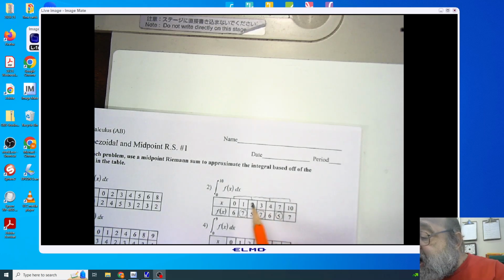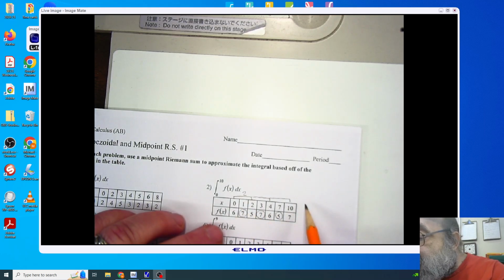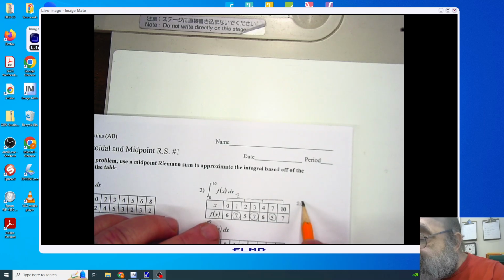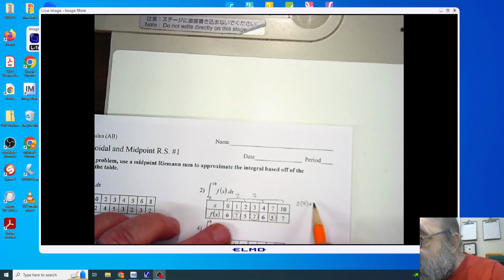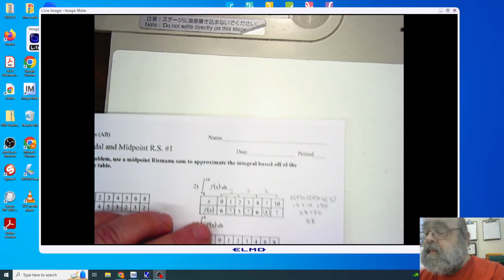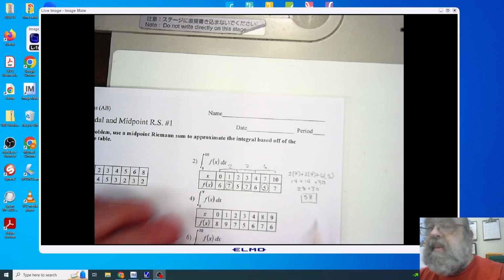As a result, I am looking at a gap of 2, and I will be multiplying by 7. So 2 times 7 plus gap of 2 times 7 again. And then we have a gap of 6 times 5. We then would multiply for 14 plus 14 plus 30 gives me 28 plus 30, and my answer is 58. And that's the answer of my midpoint Riemann sum.